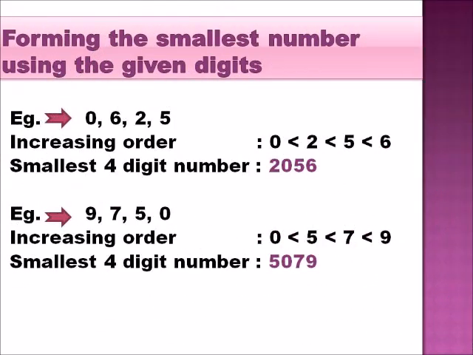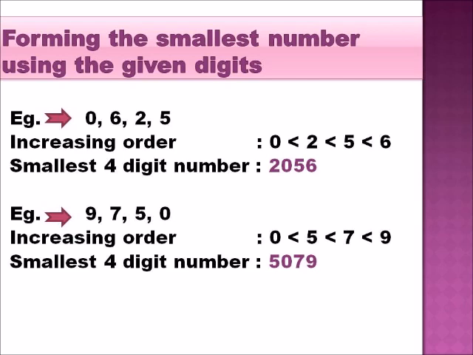In example 7, we have digits like 0, 6, 2 and 5. By arranging in increasing order, 0 is lesser than 2, 2 is lesser than 5, 5 is lesser than 6. Here 0 is smaller than 2, so we have to interchange its position. Since 0 in the thousands place has no value and the number will become a 3-digit number, we write 0 in the hundreds place and 2 in the thousands place. So here the smallest 4-digit number will be 2056.